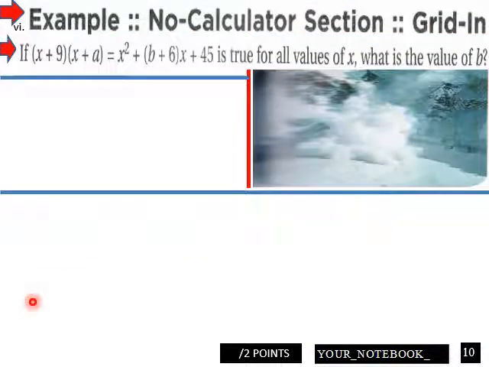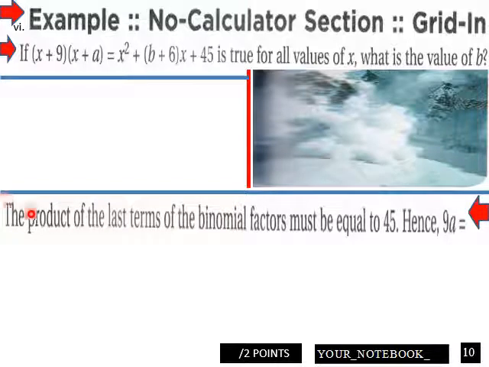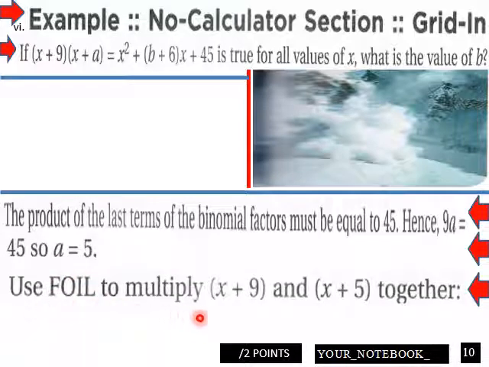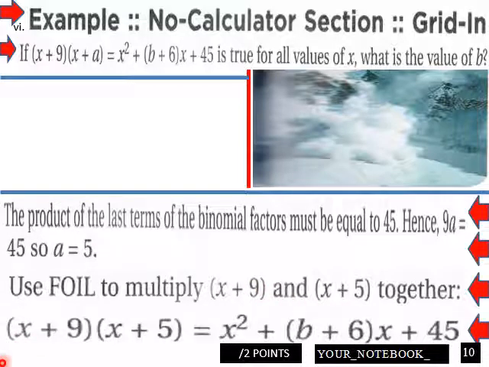Example, no calc section. And then here we have this expression. It is true for all values of x. What is the value of b? So we have to find the value of b there. The product of the last terms of the binomial factors must equal 45. Hence 9 times 5. Use FOIL to multiply x plus 9 and x plus 5. So this becomes x squared plus (b plus 6)x plus 45.